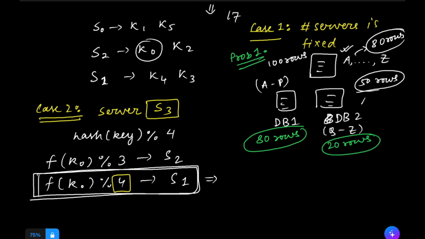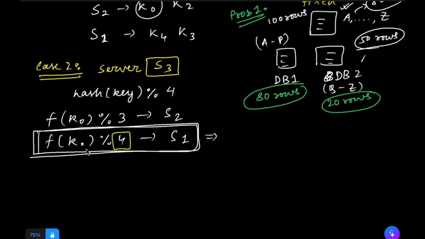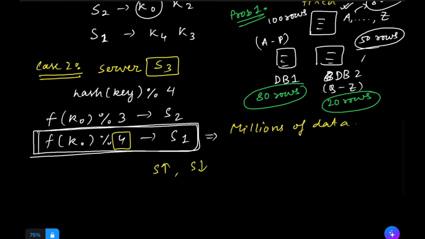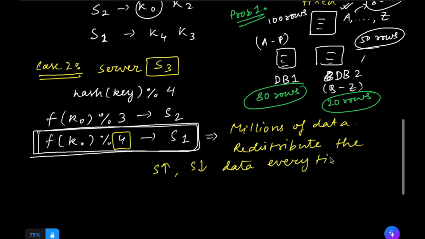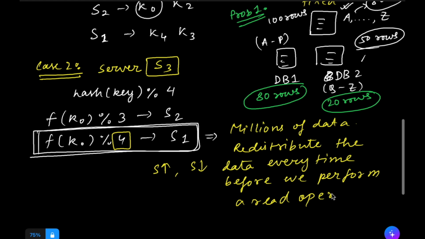So in this example, what we saw is, since it was only 6 keys, this redistribution of data is not of much high latency. But in the real world we have millions of data present in the database server. So whenever a server is added or removed, we need to redistribute the data every time before we perform a read operation, or else there might be cache misses happening. A huge amount of cache misses will be reported.